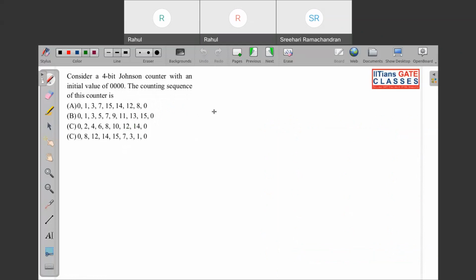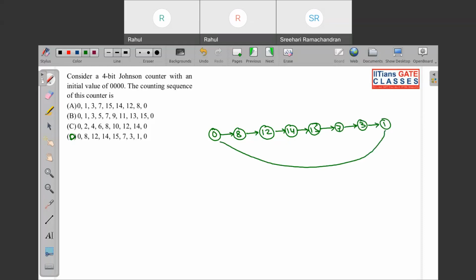Okay, this one, a 4-bit Johnson counter. So this is very simple. They should have written it as option D. We know the counting sequence of a Johnson counter is from 0. So Johnson counter means what? Twisted ring counter. So 8, then we have 12, then 14, then 15, from 15 to 7, then to 3, then to 1, again back to 0. So this is option D. Okay, very simple question.